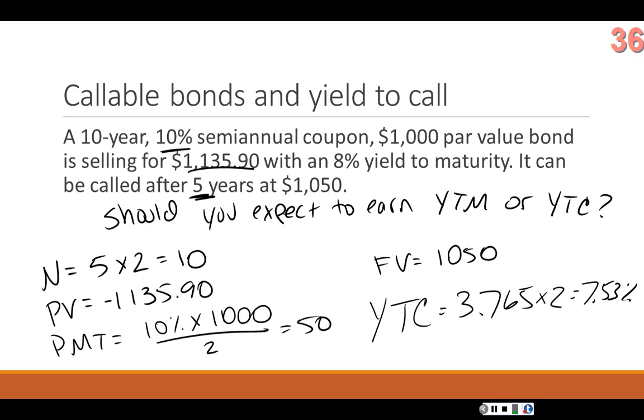So because the yield to call is less than the yield to maturity, the 7.53% is less than the 8%, we would expect to get the yield to call. We would expect the company to call the bond. That's because the company could repay these bonds early, then issue new bonds that would pay $75.30 a year in interest instead of the $100 a year that they're currently paying. So they would be able to issue new bonds with a lower coupon rate. So because yield to call is less than the yield to maturity, we expect to earn the yield to call.